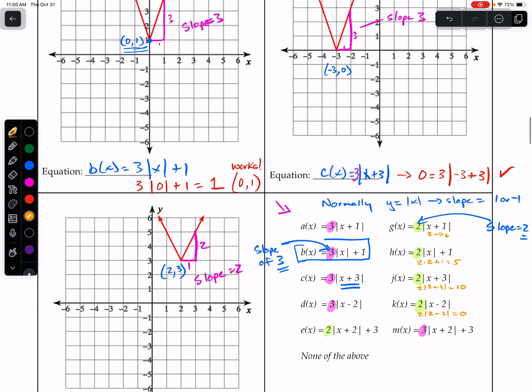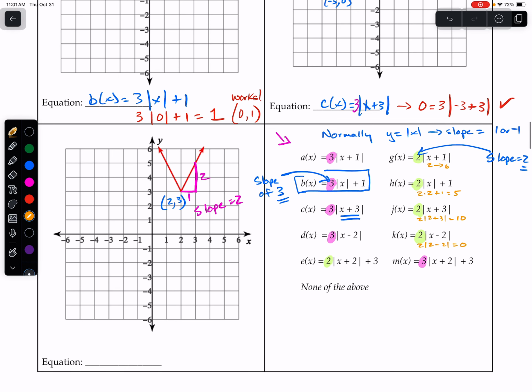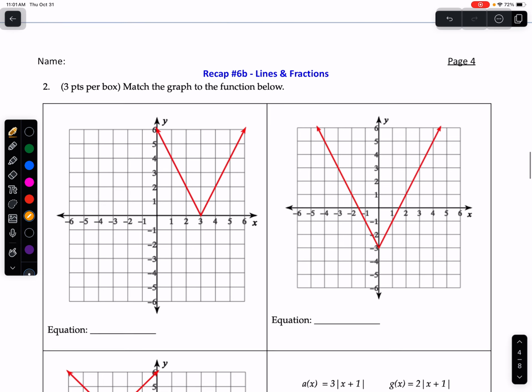So far, I'm not getting out my 3 that I wanted. And here, when I plug in 2, sorry, that should be 2 times 2 plus 2 plus 3. 2 times 4 is 8 plus 3 is 11. So I've got to say none of the above here because nothing worked. All right, on we go.